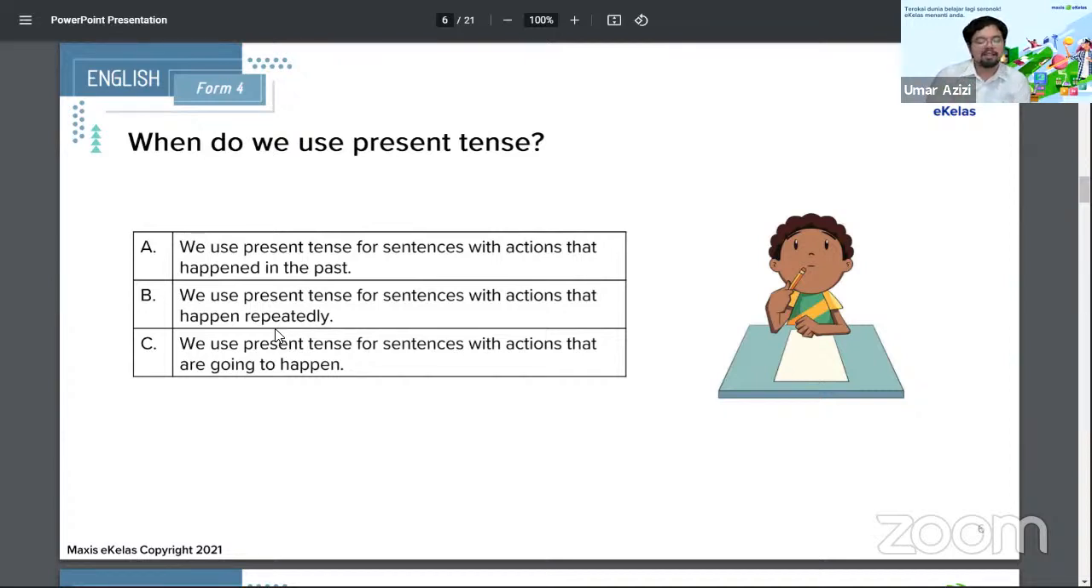Hi, Rian. Thank you for joining class. Rusna answers A, happened in the past. Again, the question is, when do we use present tense? Ajmila says B. Have any other answer?